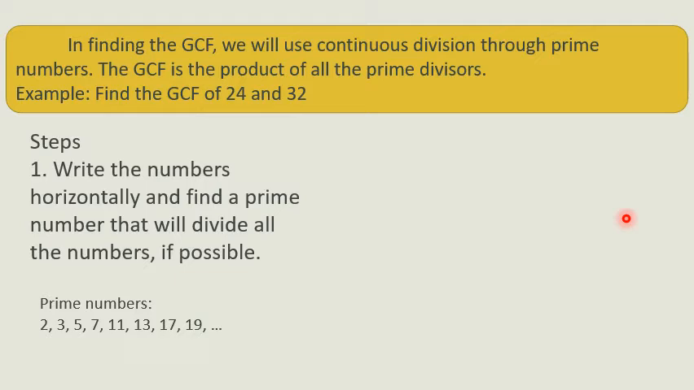So, ano po ba ang step natin sa paggawa ng continuous division? So, first is to write the numbers horizontally and find a prime number that will divide all the numbers if possible. So, susulat muna daw natin siya ng paganyan. And then, nahanap tayo ng prime number sa mga ito na pwedeng i-divide dito sa dalawa. Okay, so simulan natin syempre sa pinakamaliit. So, sa 2, tandaan natin ang divisibility rule natin sa 2, dapat nagtatapos siya sa 0, 2, 4, 6, and 8. So, since ito ay nagtatapos sa even number, divisible siya sa 2. So, pwede natin siyang i-divide sa 2.